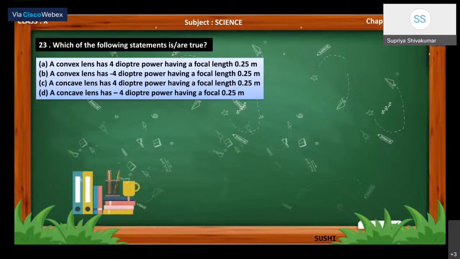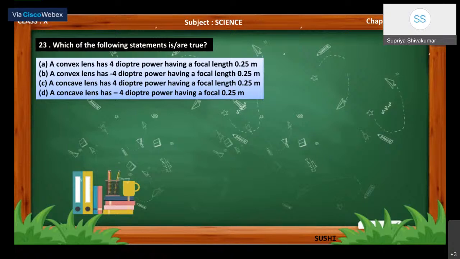Now you need to read all the options here and tell me which is true. Try to concentrate on the plus sign, minus sign, and meters; all the options are in meters itself, nothing to worry about. Which statement is true? Sorry, student, you're not audible. Ma'am, option A is the right answer.